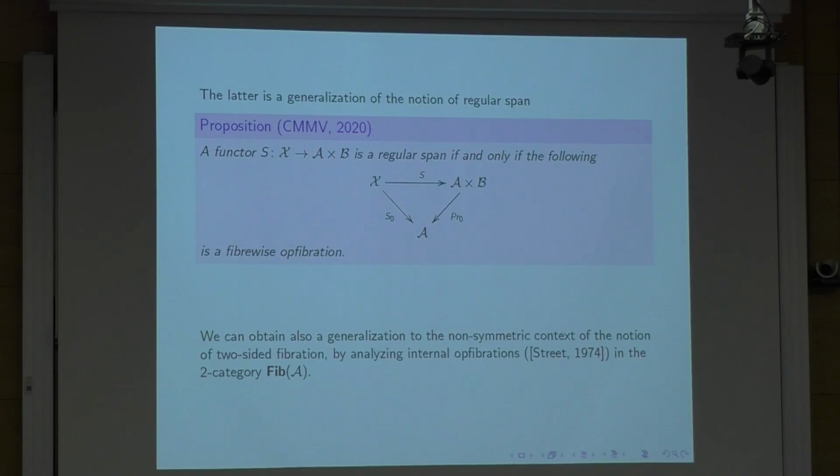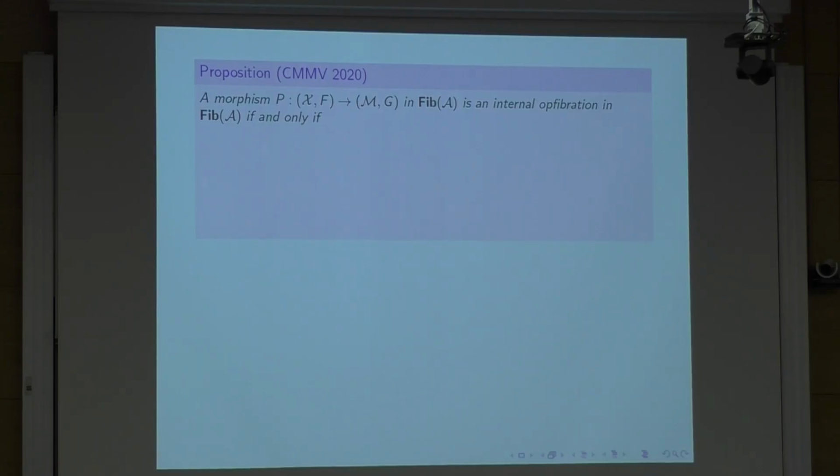But we can have a generalization to this non-symmetric context of the notion of two-sided fibration. And in order to do that, we have to look at internal opfibrations in the 2-category of fibrations over A. So, a morphism in the category of fibrations over A is an internal opfibration in Fib if it is a fiberwise opfibration, but with a further condition.